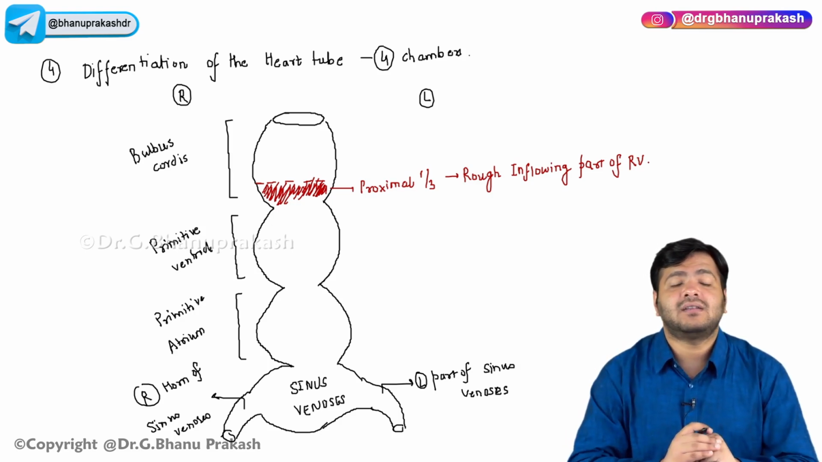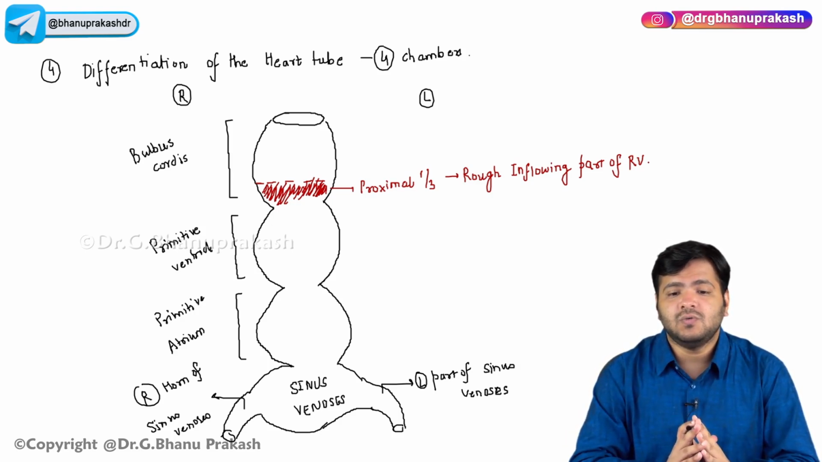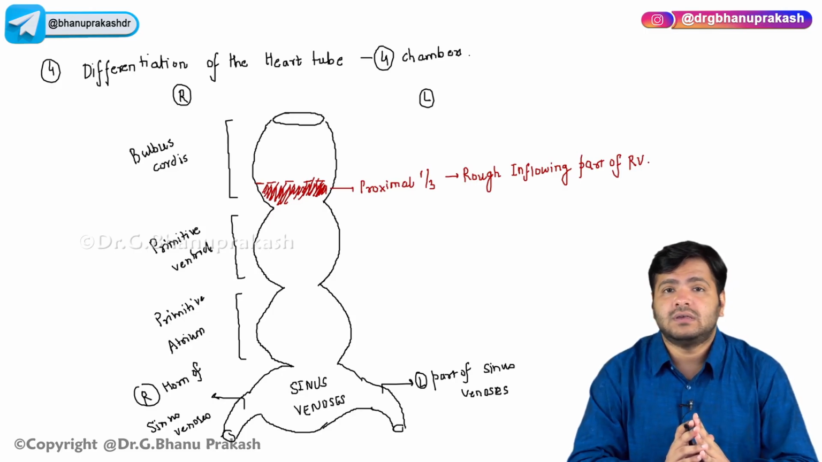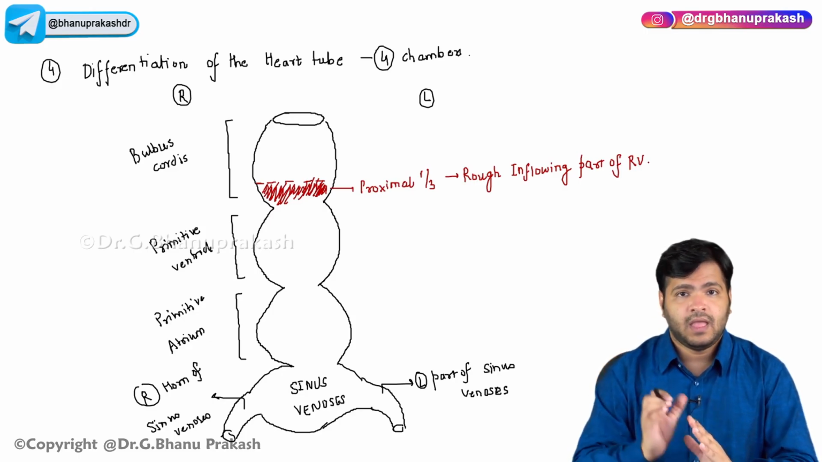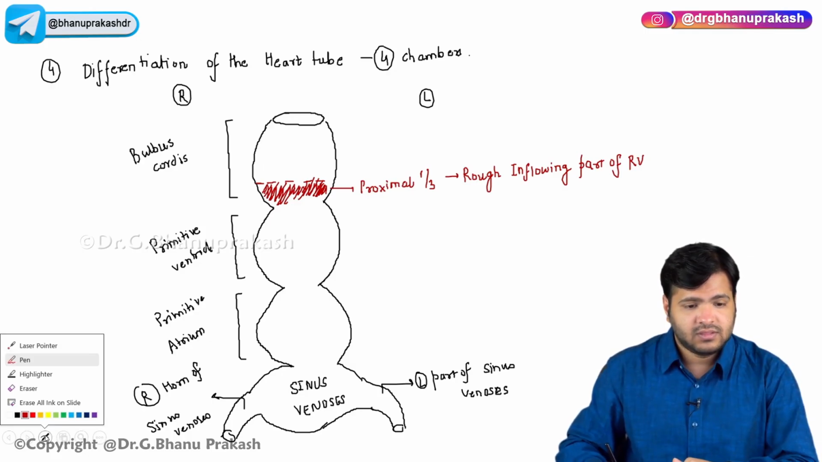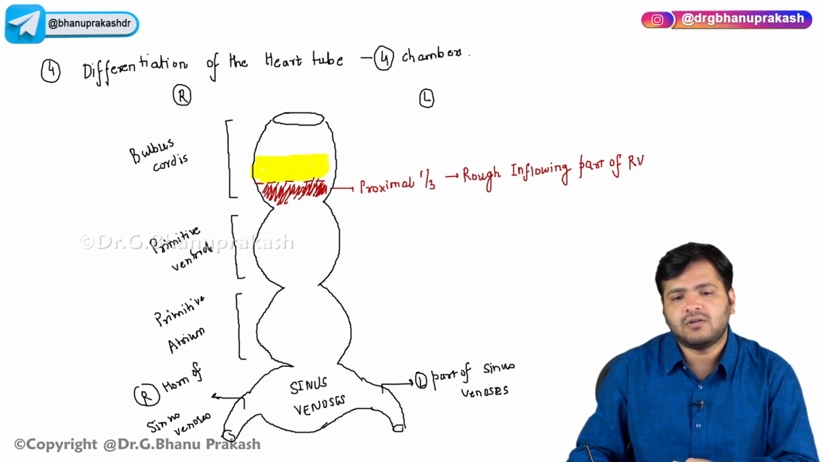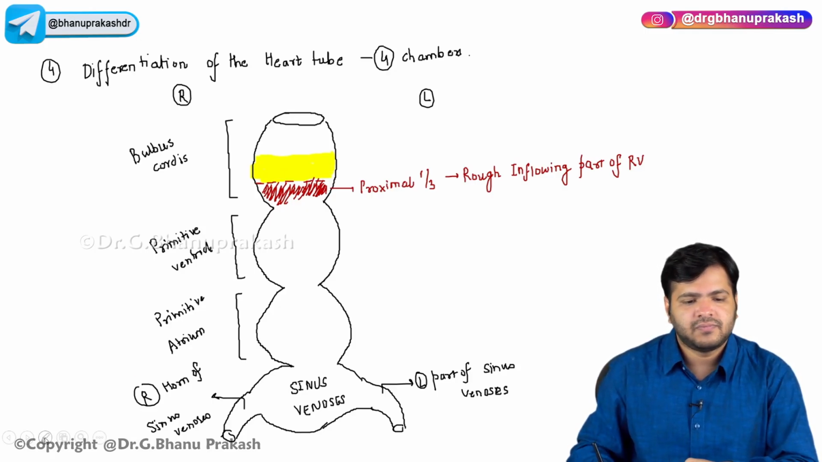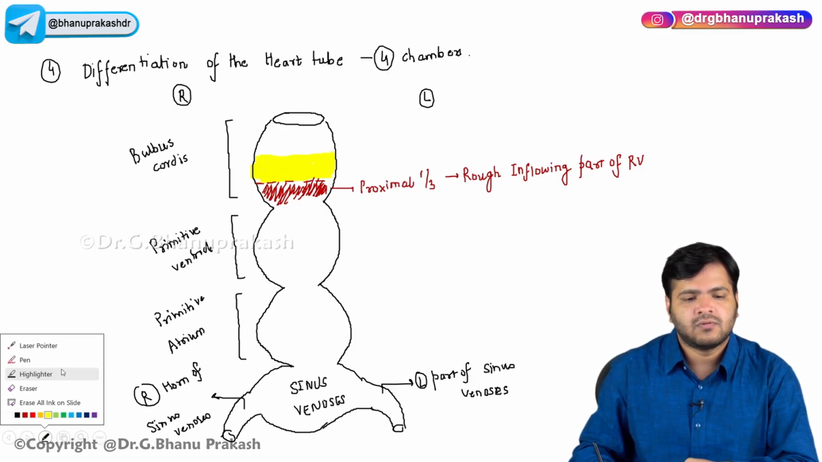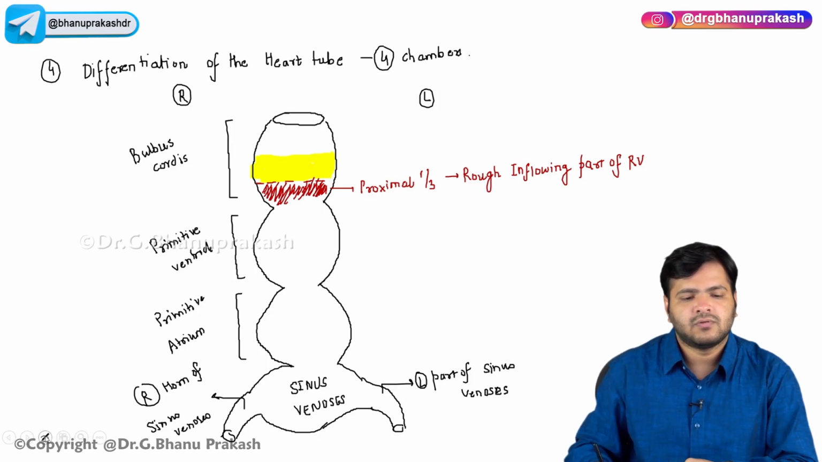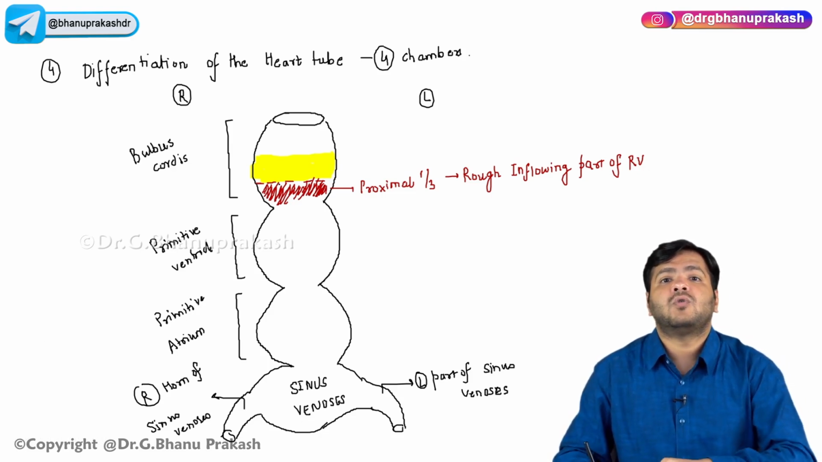When I discuss the heart anatomy, it will be very clear to you. For now, remember the proximal one-third of the bulbus cordis will give the rough inflowing part of the right ventricle. Apart from that, the area above it is also called the conus part of the bulbus cordis.